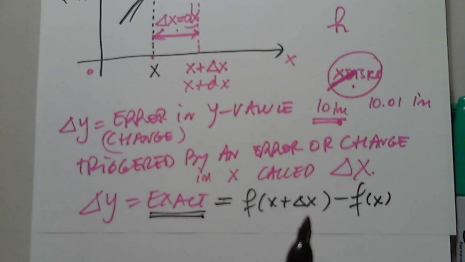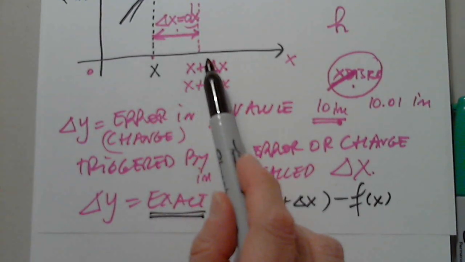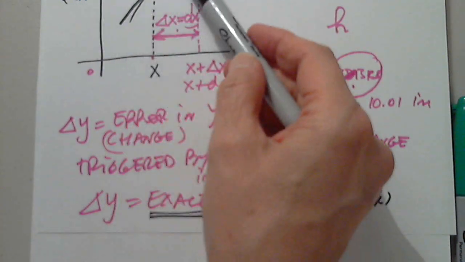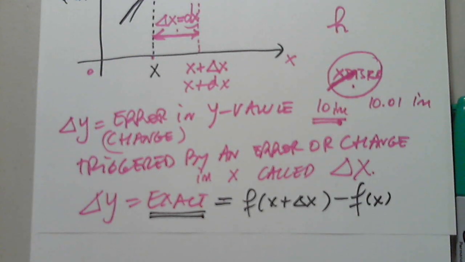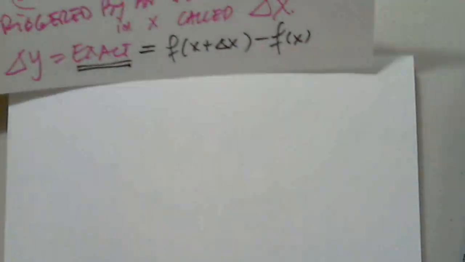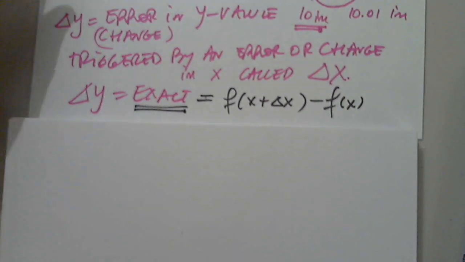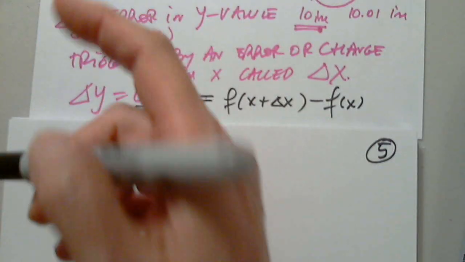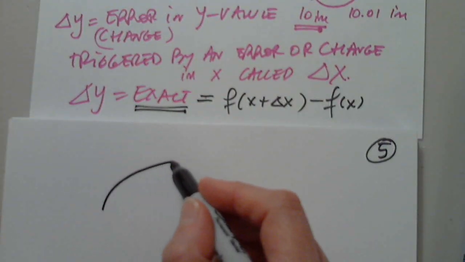And this is the exact. It's no approximation. I have the error, I have f of x plus the error, I have f of x, subtract the two, and I get delta y. Awesome. Stay with me, please. One more concept here, and then we can work on problems. I don't want to put anything else in there because I already have a lot.